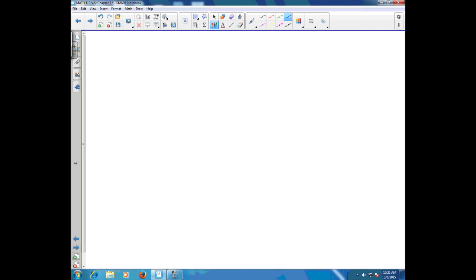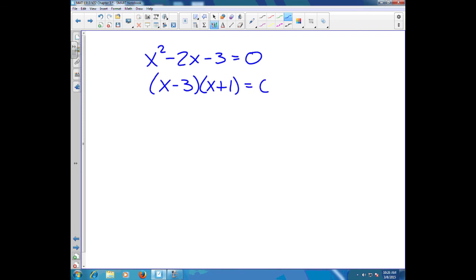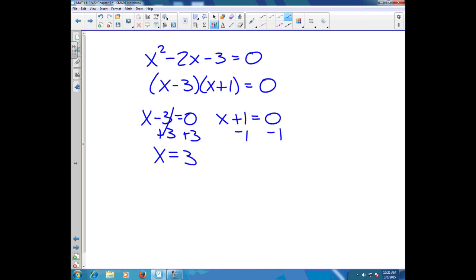And so now we want to solve this function. We can factor this quadratic equation. It's going to give us x minus 3 and x plus 1. We can then take each piece and set it equal to 0. Add 3 to both sides. We get x equals 3. And x equals negative 1.